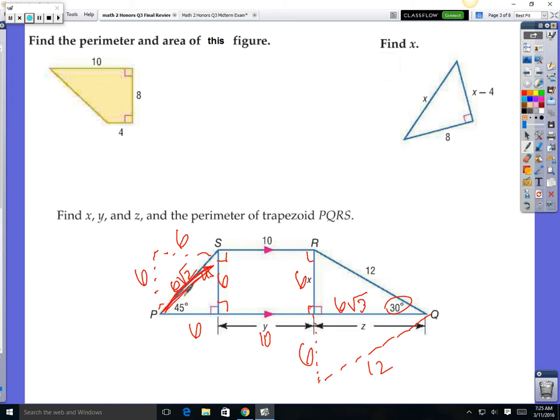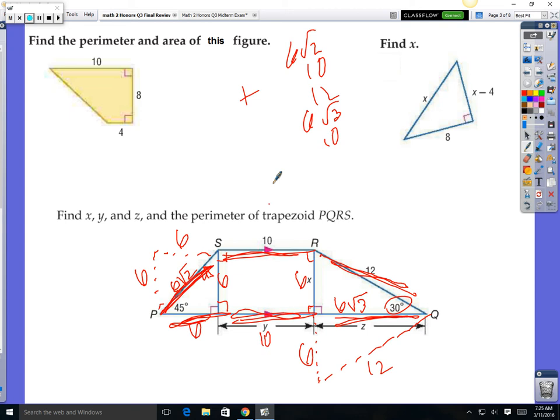The perimeter is going to be 6 square roots of 2 plus 10 plus 12 plus 6 square roots of 3 plus 10 plus 6, and that is the perimeter. Okay, now these square roots, leave them out. So 10 plus 12 is 22, plus 10 is 32, plus 6 is 38. 38 plus 6 square roots of 2 plus 6 square roots of 3. That is your perimeter.